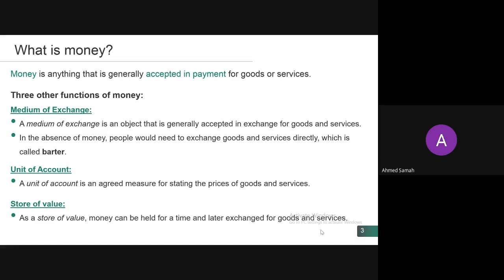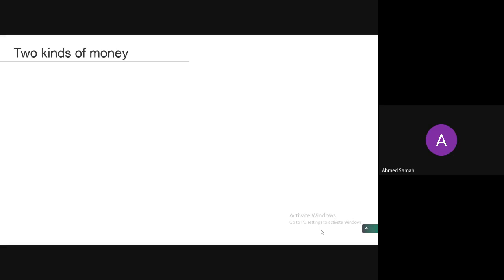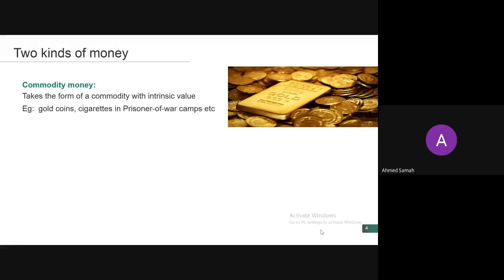It will not have any value in the future. So your money should have store of value as well. There are two kinds of money, one of which is commodity money. Commodity money takes the form of a commodity with intrinsic value. So even though it is not considered as money, this particular commodity has its own intrinsic value.